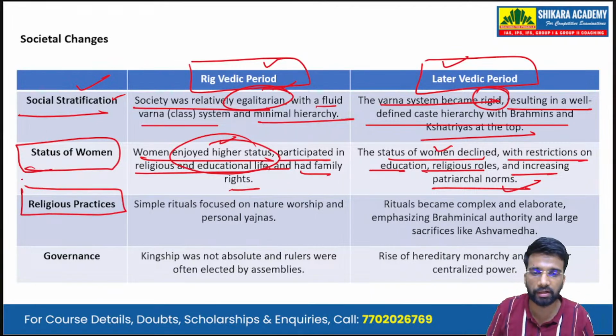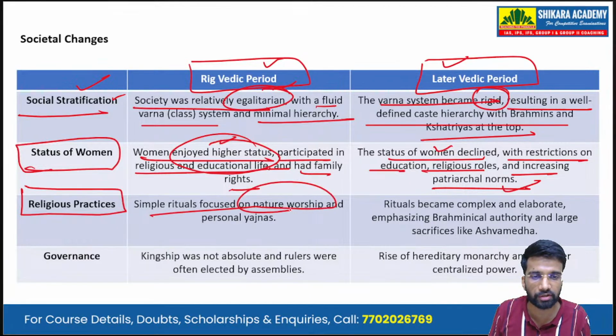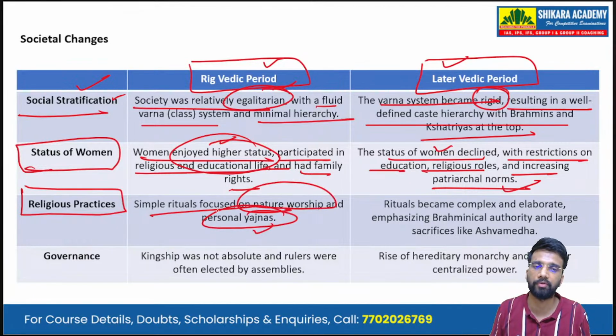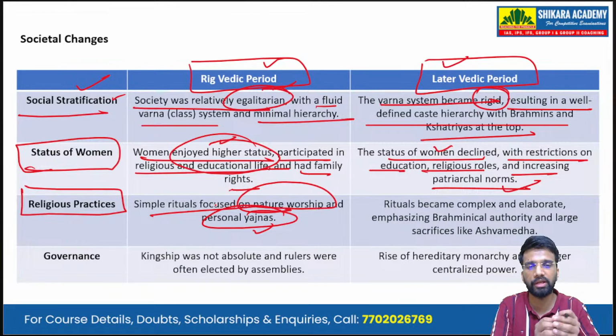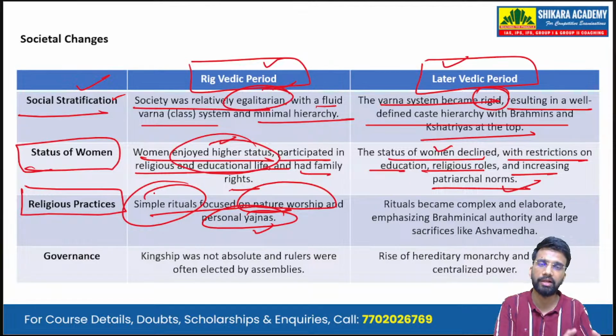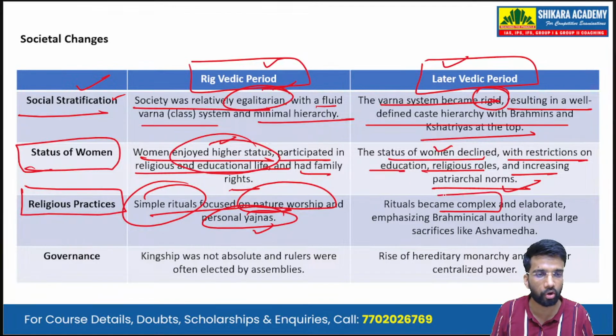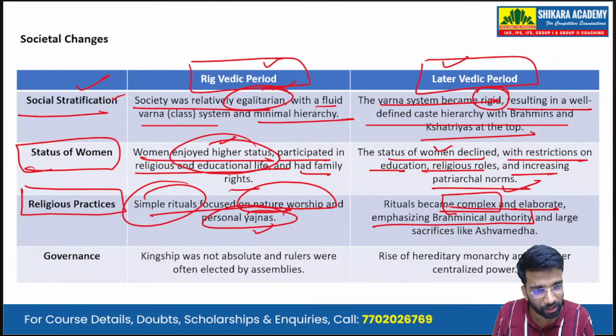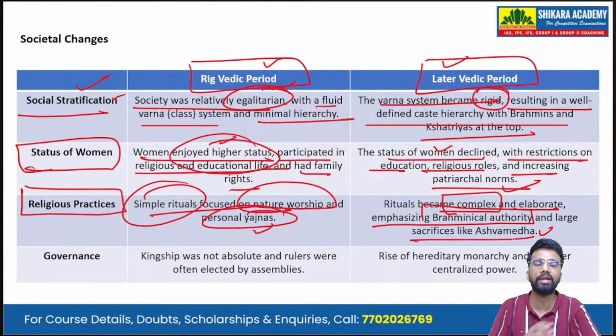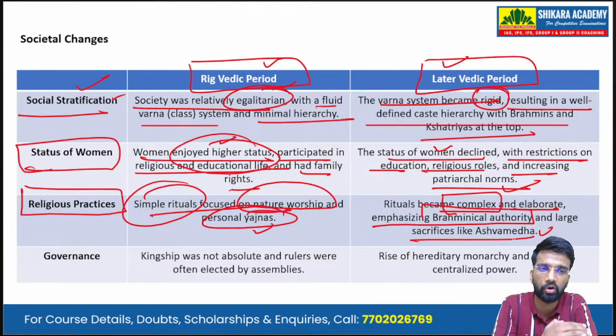Then the religious practices. In the Rig Vedic period, there were simple rituals focused on nature worship and personal yagnas. But in the later Vedic period, the simple rituals became complex and more elaborate, and that emphasized the Brahmanical authority and large sacrifices like Ashwamedh. Because even in the social stratification, the Brahmanas were dominant.